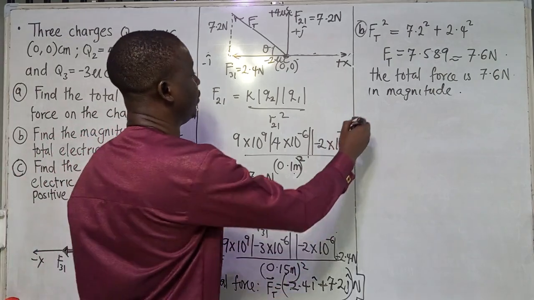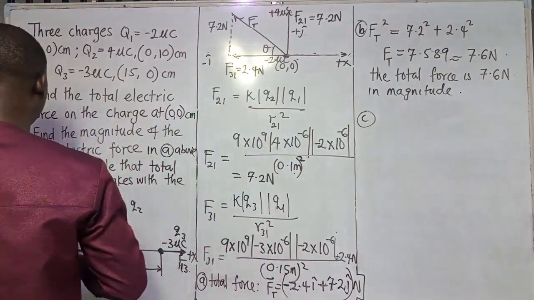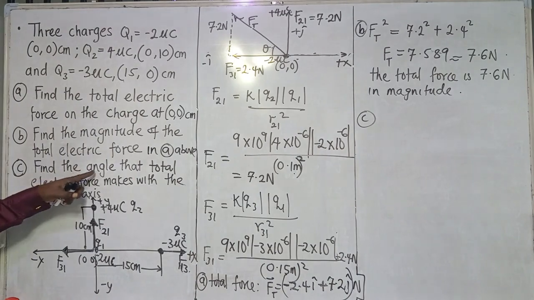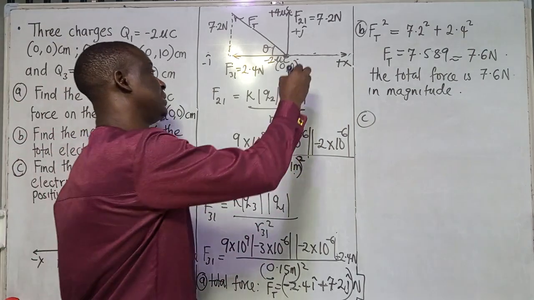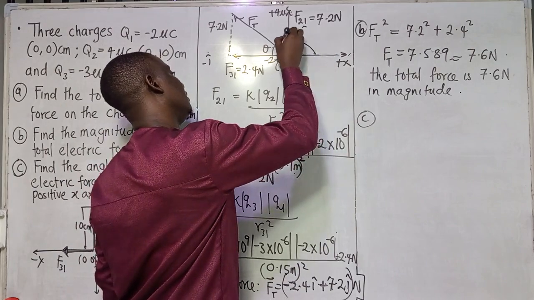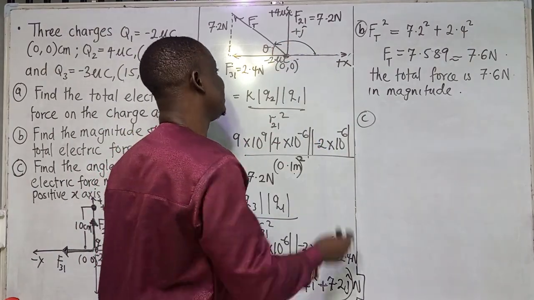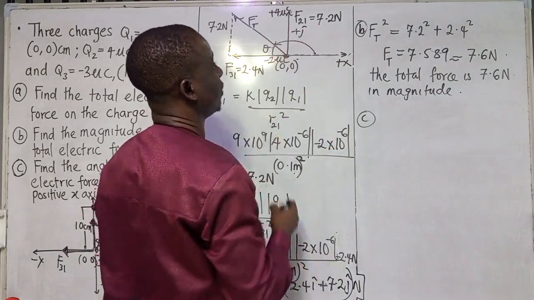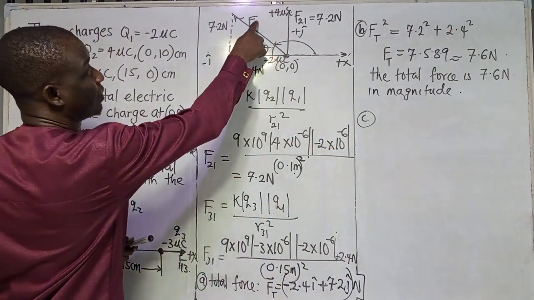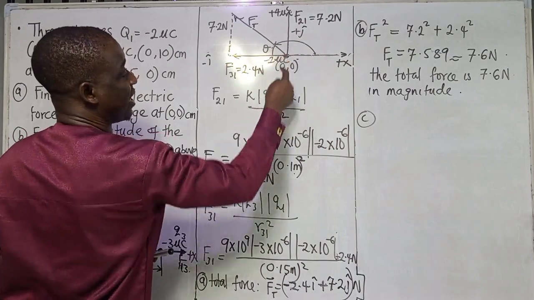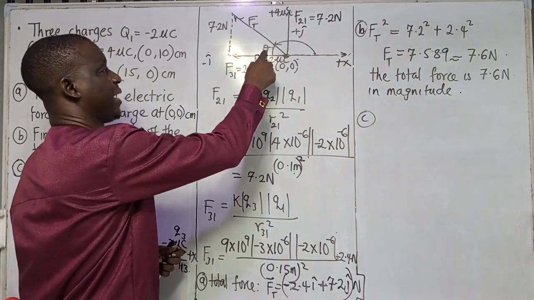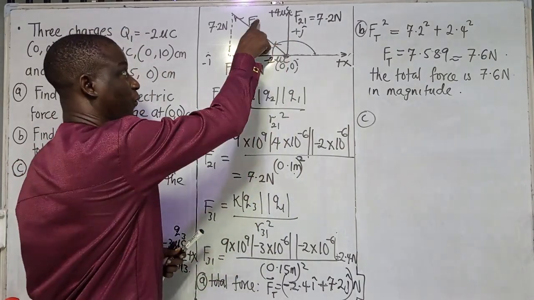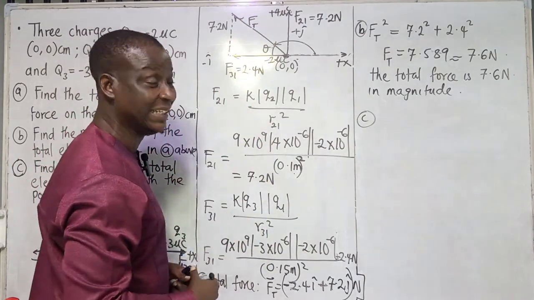Let's solve for C. Now C is the last one. It says find the angle that the total electric force makes with the x-axis. So we are looking for this angle here, the direction it makes with the x-axis. What angle does the total force make with the positive x direction? But let us find this theta first, which is the direction of this in its coordinate.